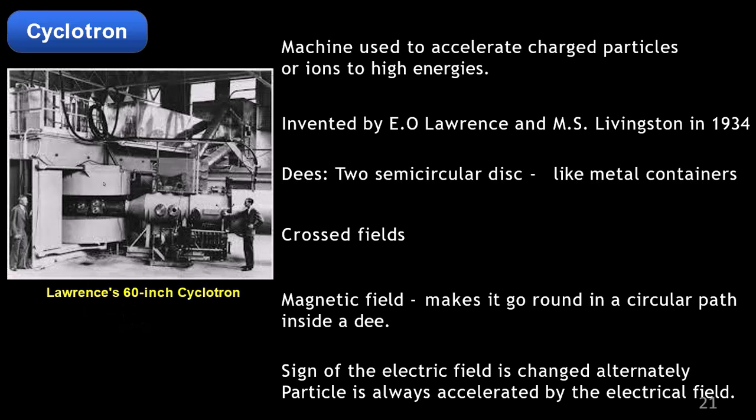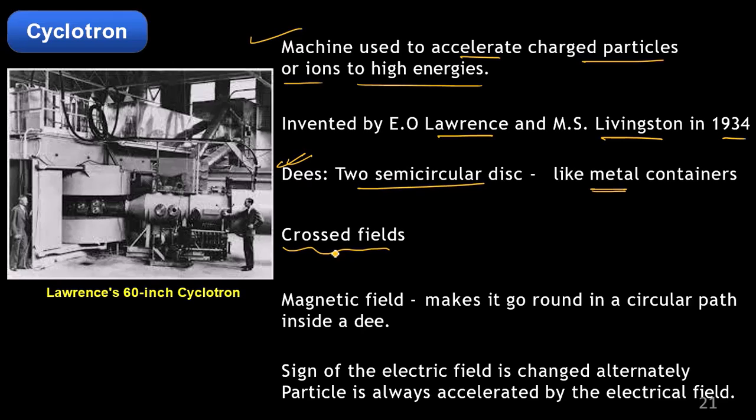Now, this is the first type of cyclotron, used by the scientists Lawrence and Livingston in the year 1934. It is used to accelerate charged particles or ions to higher energy, because there are certain experiments which require this. Two semicircular metal discs known as the Ds are used. We produce a perpendicular magnetic field inside these Ds so that the charged particle will perform circular movement.